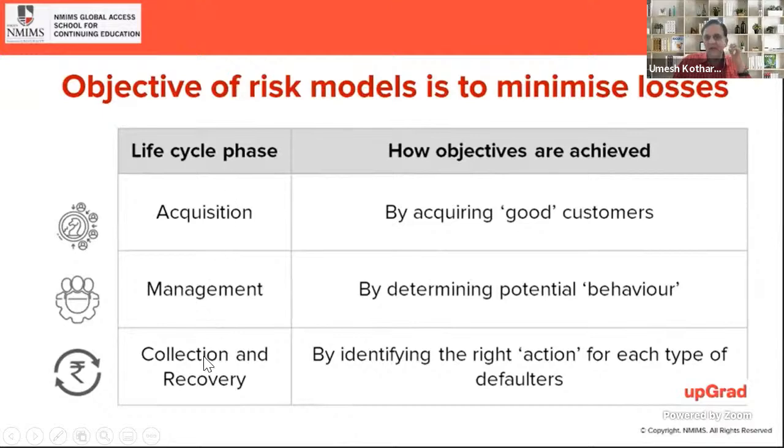Different life cycles of the customer. In acquisition, the objective is obviously to get good customers and distinguish good from bad customers. In regular customer management, you want to determine their transactions. How are they doing? Are they healthy? Are they not healthy? So you determine the health of the customer. And in collection and recovery, you make sure that you get your dues, and there is no default that the bank has to write off or incur as a loss.